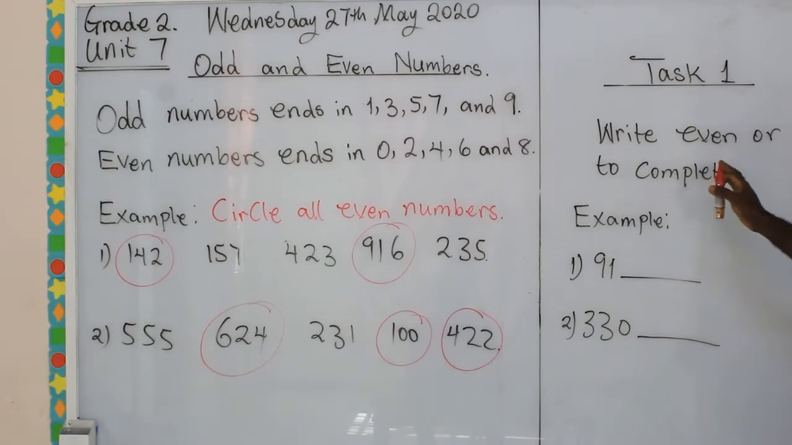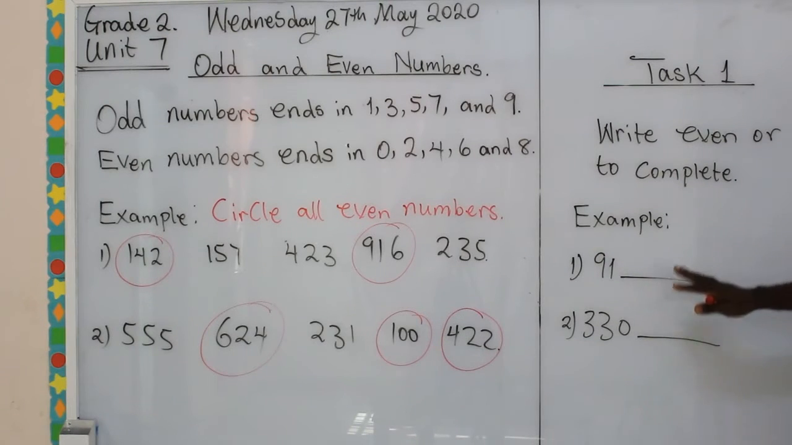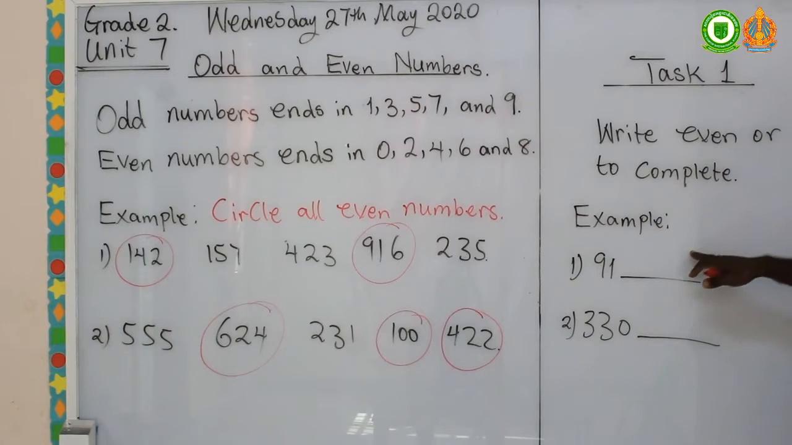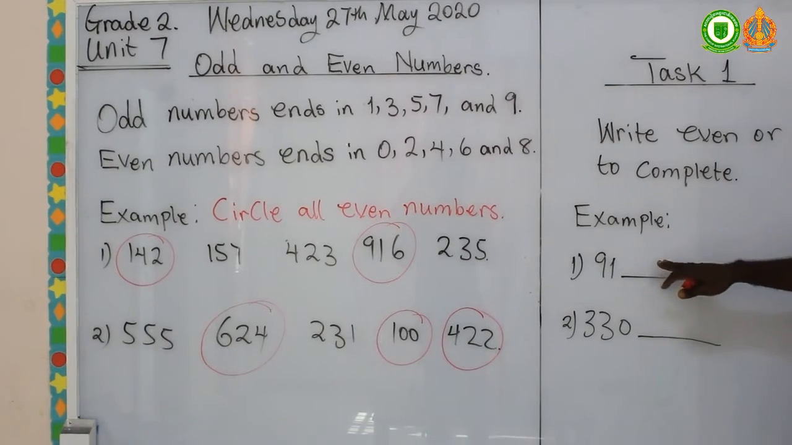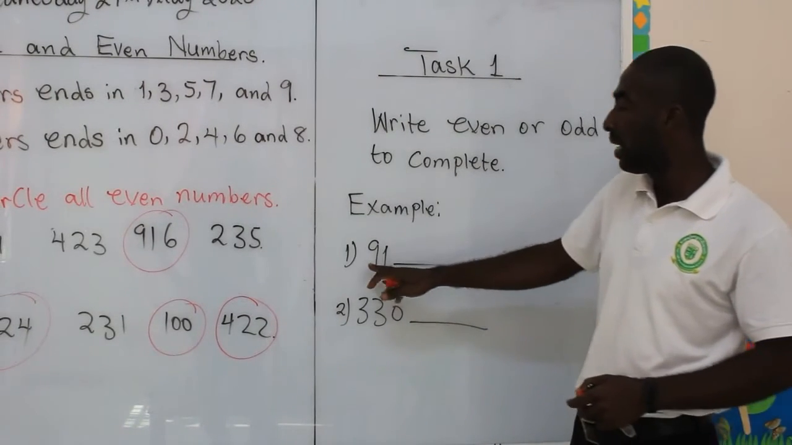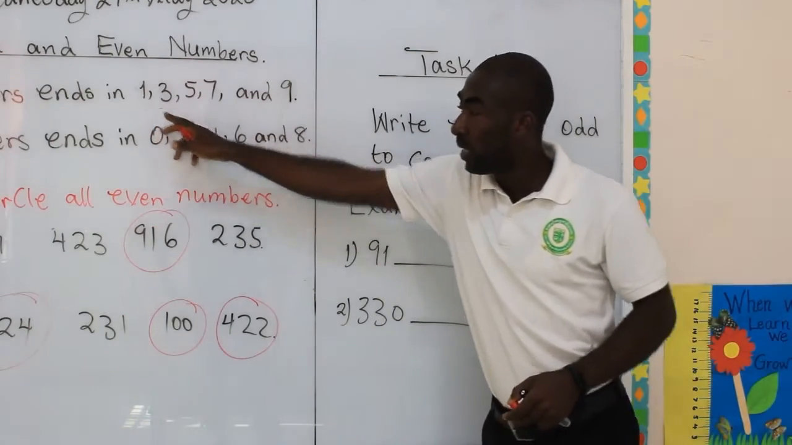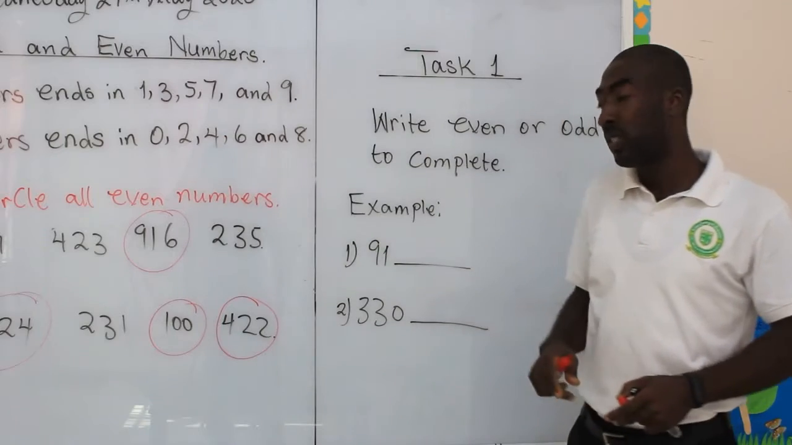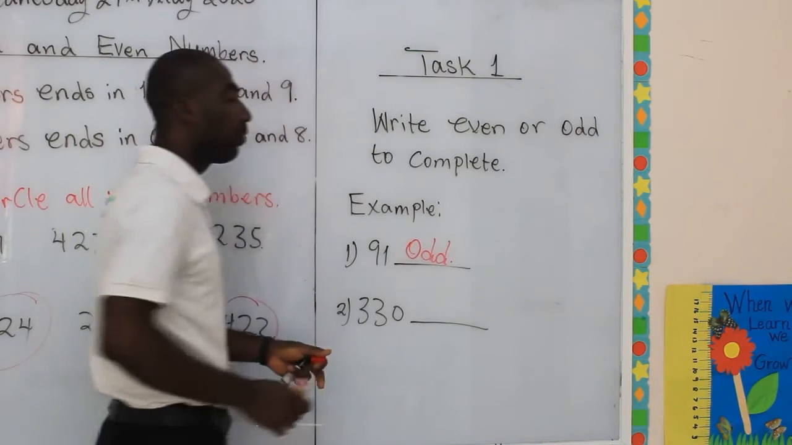On this part, we move to our activity for the day, which is task 1. Task 1 is very similar to how we did this one, but the only difference is that we're going to write even or odd to complete this statement. If you look at your number here, if it is even, you put even here. If it is odd, you put odd here. The same way to this one. So this is 91. We have 1 ending, which means our 1 is in the odd section. So what we have to do is put odd there.